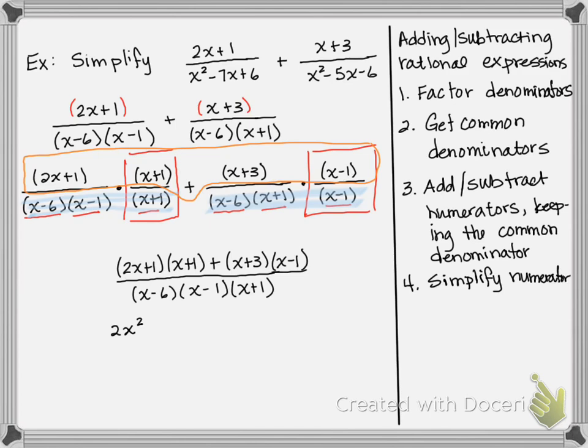So let's see, 2x squared plus 2x plus x plus 1 plus x squared minus x plus 3x minus 3. So technically, this guy and this guy are still in parentheses. However, notice there's nothing to distribute. There's no subtraction between those two sets of parentheses. And so I don't actually need them in this case because it's all addition. And then that is still over my common denominator.